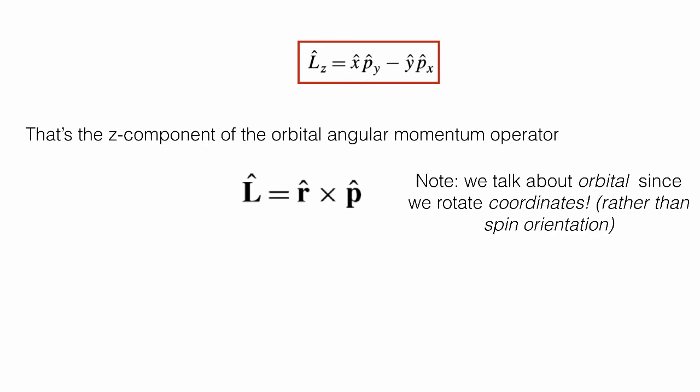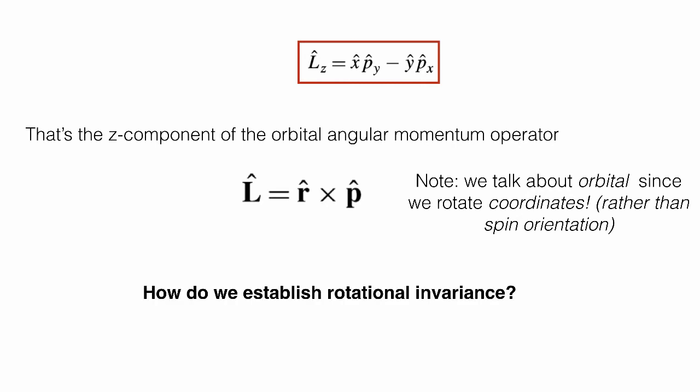So now we can move on from here, and we use L, as I mentioned before, because we rotate coordinates and rather than spin. If we were talking about spin, we would have an S, but then there wouldn't be an equivalent r cross p, obviously, because spin angular momentum does not have a classical equivalent. So let's move on with this.